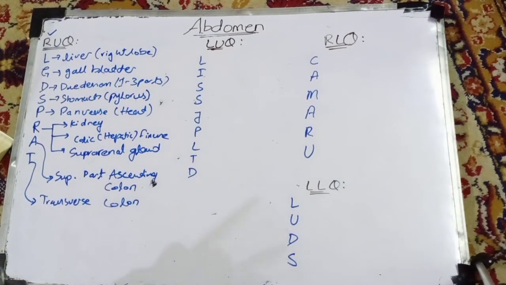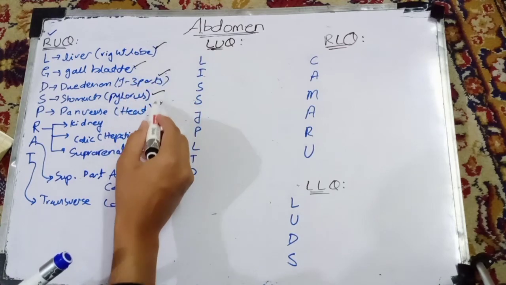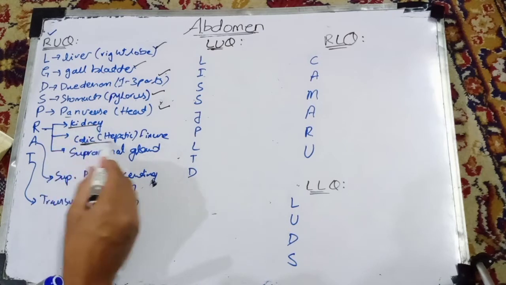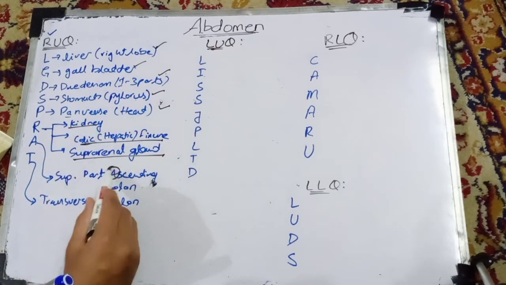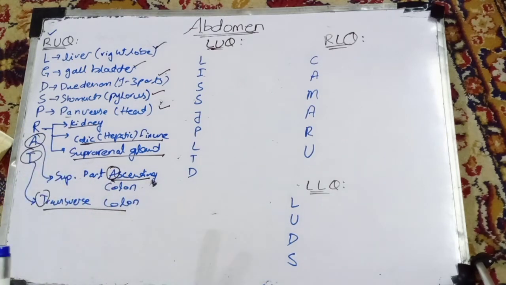Basically, we have the structures of the liver, that is the right lobe, gallbladder, duodenum, first three parts, stomach, pylorus, and pancreas, its head. And for right, we have the right kidney, right colic hepatic flexure, right suprarenal gland, superior part of the ascending colon, that is A, and T for the transverse colon. So that's all about the right upper quadrant.